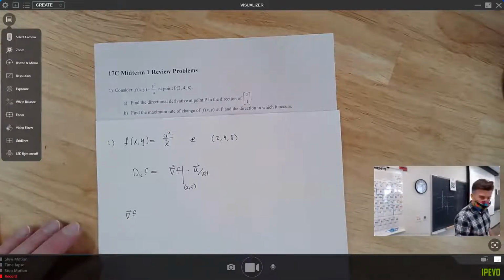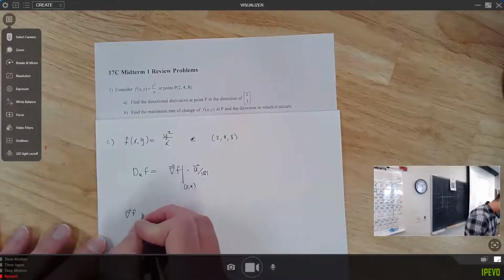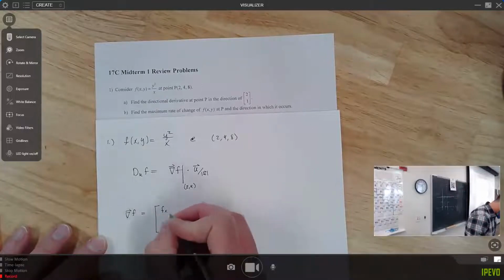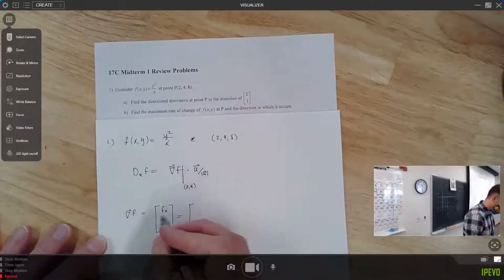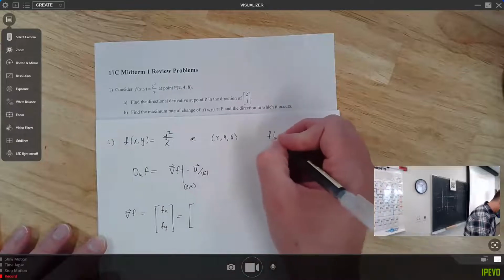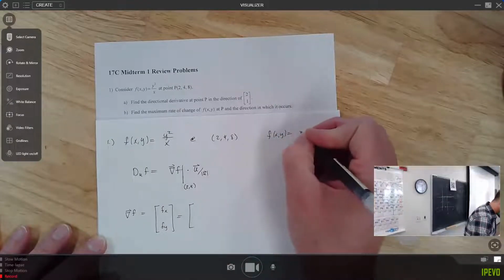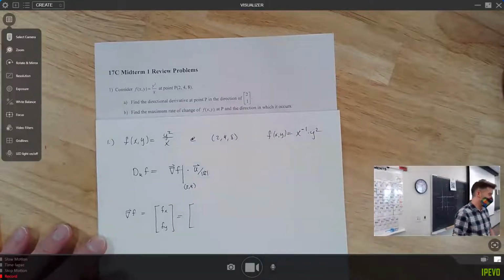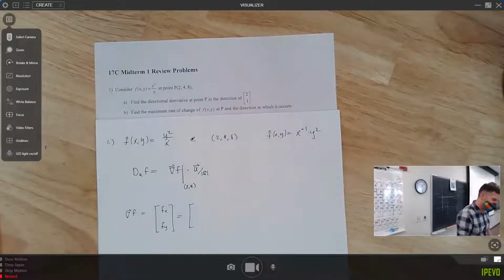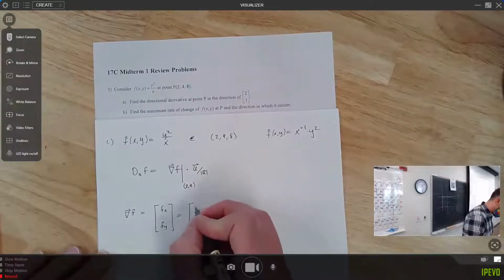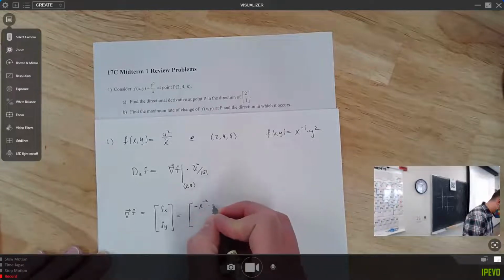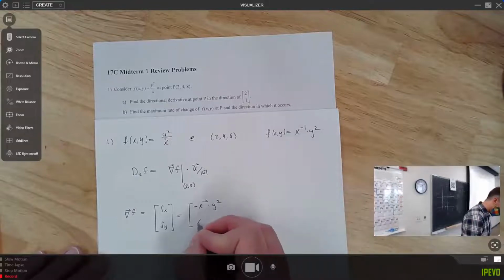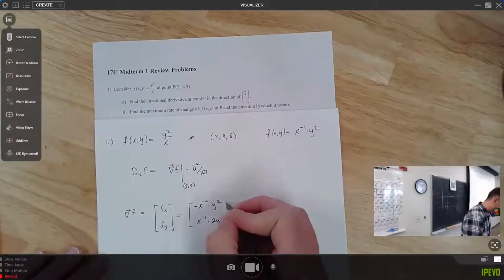Okay. So the gradient of f is going to be the partial with respect to x, partial with respect to y. So I might want to rewrite my function. I think it's a good idea to rewrite this as x to the -1 times y squared. It's going to make it easier. I don't want to use the quotient rule, right? That seems terrible. So the partial with respect to x is going to be -x to the -2 times y squared. And the partial with respect to y is going to be x to the -1 times 2y.